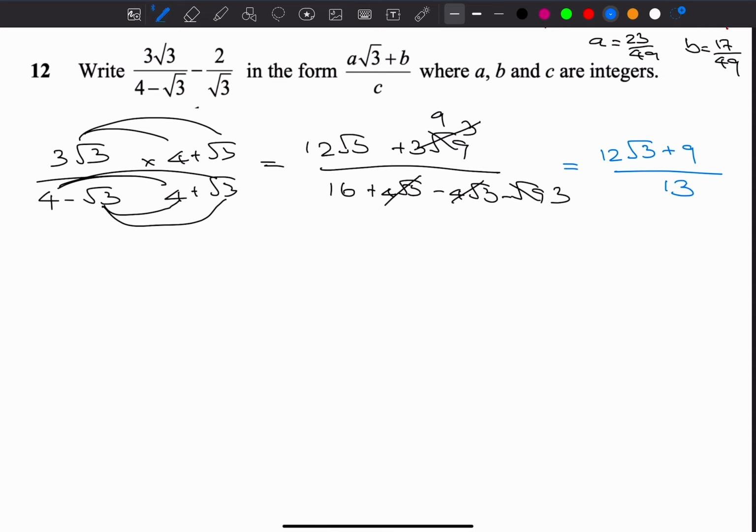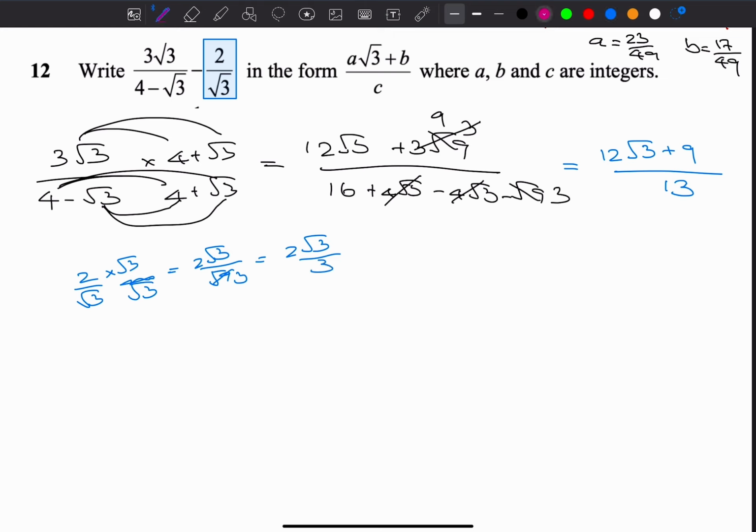Next one. You've got to do this separately. 2 over root 3, times by root 3 over root 3, which is 2 root 3 over root 9, which is just a 3. So 2 root 3 over 3.